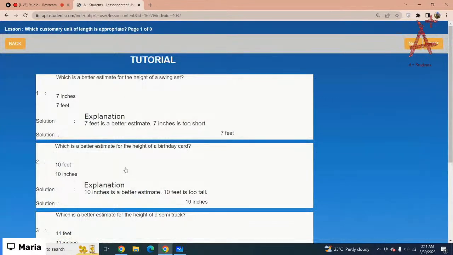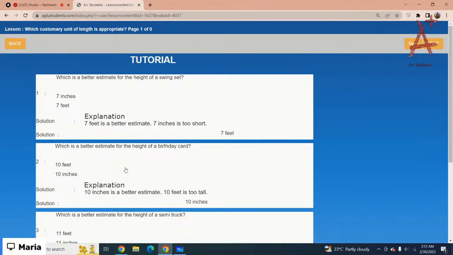Okay, which is the better estimate of the height of a swing set? Basically, you are given height lengths, and you need to see which is appropriate. So you have 7 inches and 7 feet. Inch is a very small unit. We just worked on the ruler, so the small lines are the inches. So the height of the swing set is 7 feet.